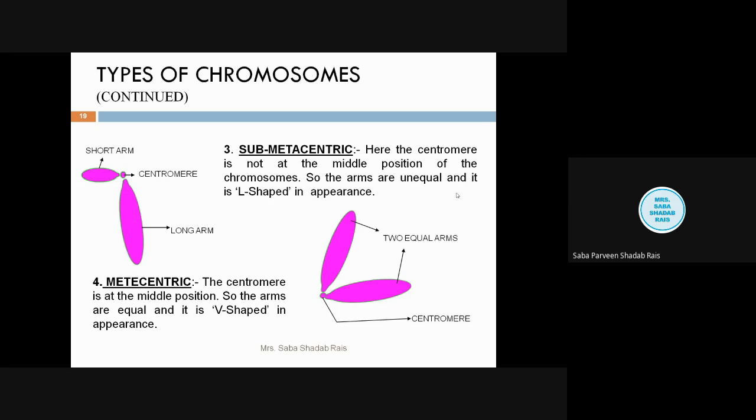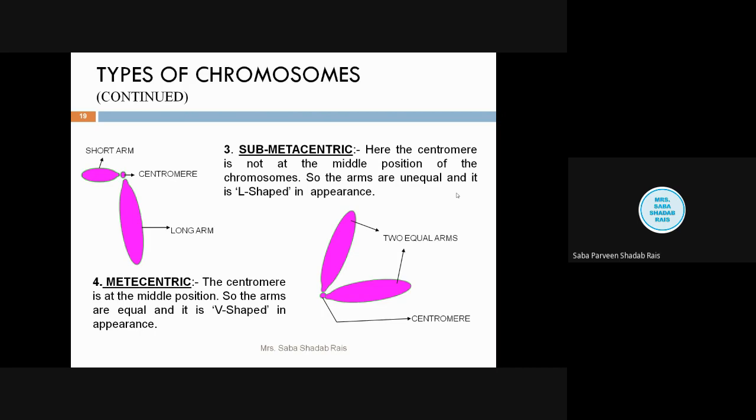Now this will also produce improper arm length. That is, one arm will be the short arm, another arm is going to be the long arm. Short arm, P arm, long arm, Q arm. At the time of the anaphase, this type of chromosome will appear L shape, and in the case of human, chromosome number 2, 4, 5, 9, 10, 12. I repeat, 2, 4, 5, 9, 10, 12. All these chromosomes are submetacentric.